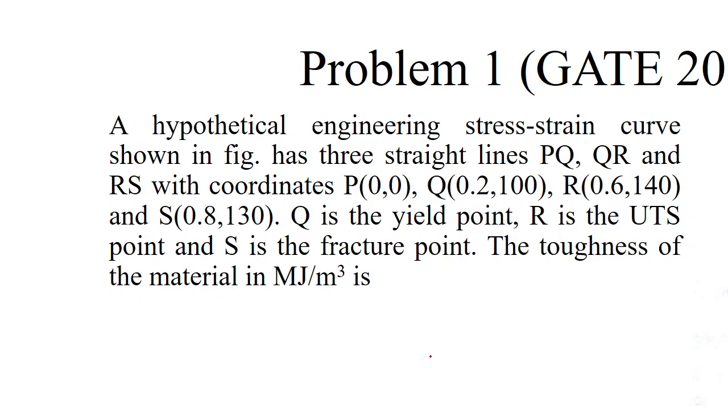So here is a problem which was asked in GATE 2016. Here we have a hypothetical stress strain curve which has three straight lines: PQ, QR, and RS. Q is the yield point, R is the ultimate tensile point, and S is the fracture point. Can you calculate the toughness of the material in megajoules per meter cube? Can you say the answer?